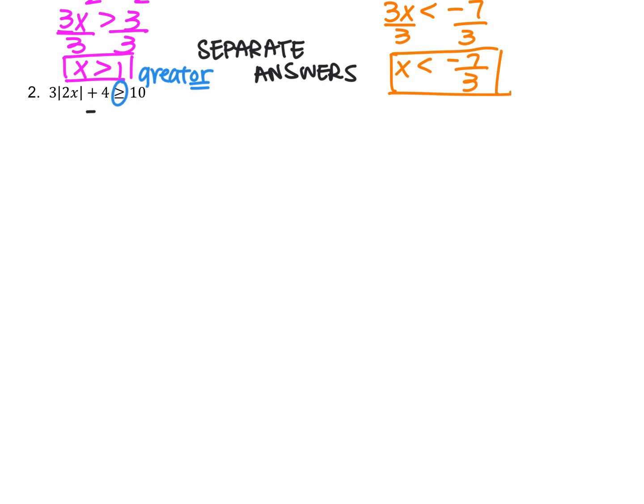So let's move the 4. I have 3 absolute value of x greater than or equal to 6. And then divide by 3, absolute value of x greater than or equal to 2.